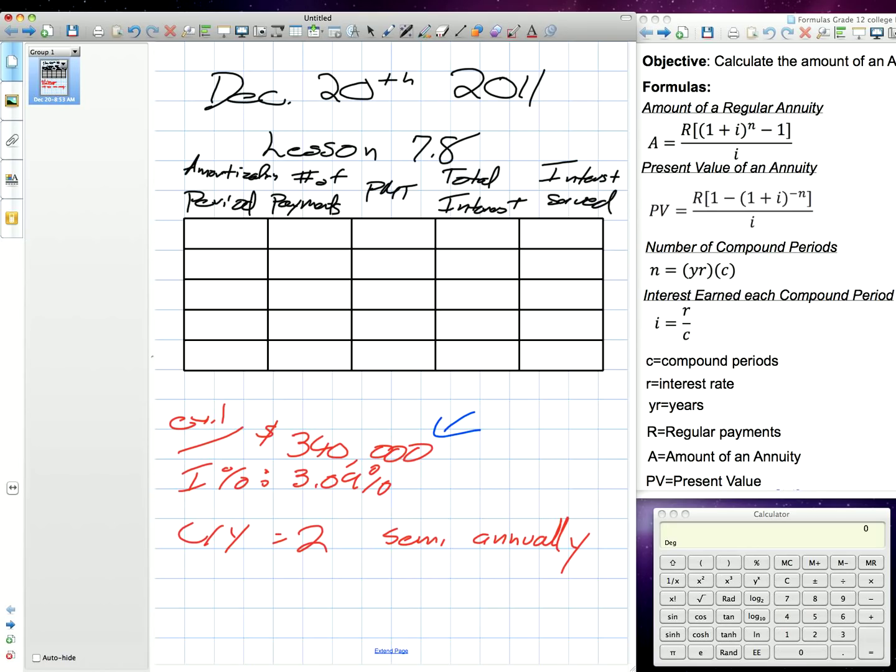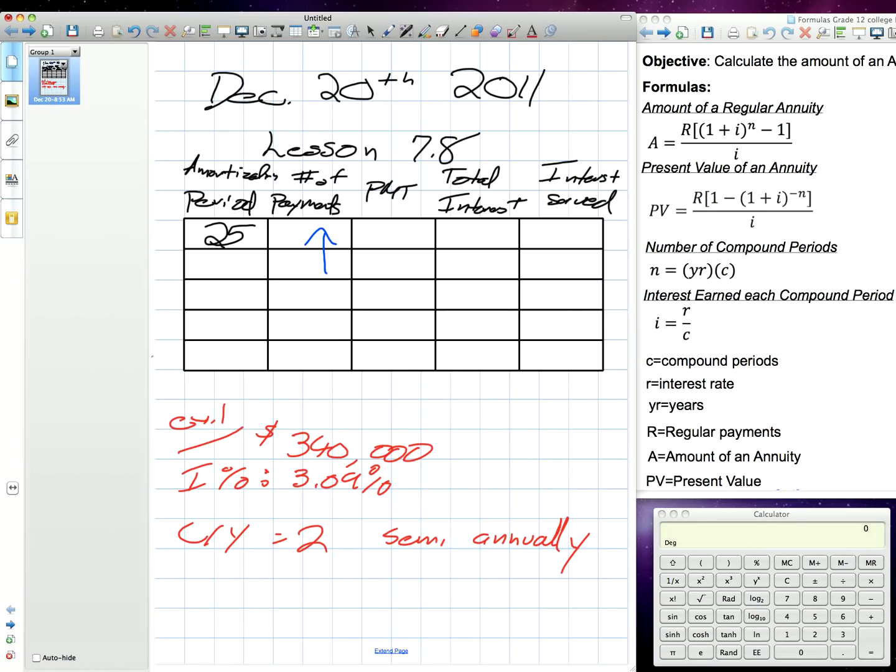$340,000. The interest on this fixed mortgage is 3.09%, and it is compounded semi-annually. What we're going to do is fill out this chart with these requirements. The first amortization period is over the course of 25 years.